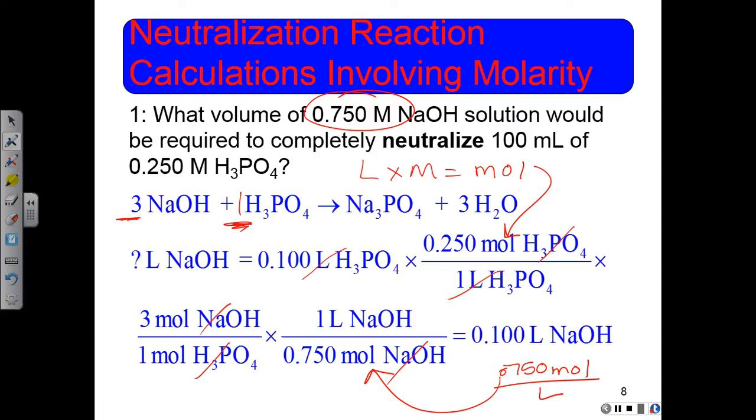It's the same as the problem we did before, just a different equation. And it's asking you what's the volume of NaOH. So if we were in the lab, we could use our 0.100 liters, or 100 milliliters. If we added that to our acid, if we had 100 milliliters of 0.250 molarity phosphoric acid, then we would neutralize the acid with that much base. Questions?